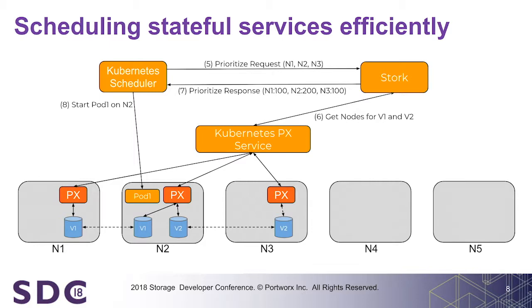Then Kubernetes is going to rank these based on these scores and other prioritization techniques that it uses, and it's going to end up starting the pod on node N2. So this is going to result in the best performance for your stateful applications.